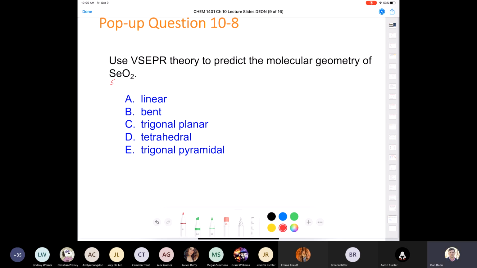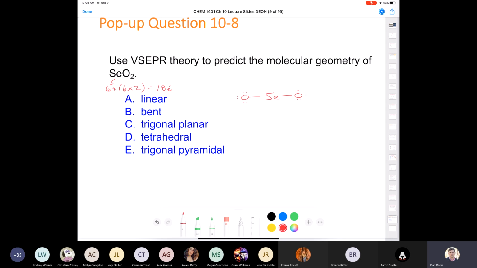6, right? Because it's in group 6A. So you have 6 for selenium. Oxygen is in group 6A, so 6 times 2. So that's a total of 18 electrons. I'll start with my selenium. I'll put my oxygens at the end, like this.